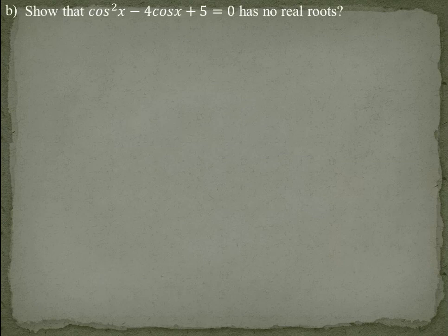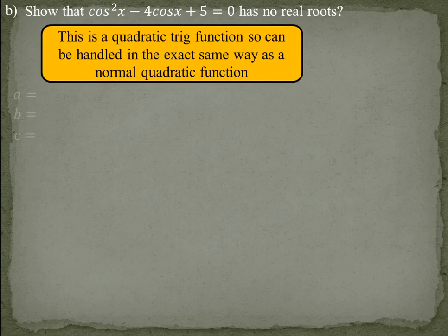Second example, part b. Show that cos squared x minus 4 cos x plus 5 equals 0 has no real roots. Now, some of you might panic because there's trig involved with quadratics, but this is quite straightforward. They mention roots, so this has potentially got something to do with quadratics. It's not quite a normal quadratic, it's a trigonometric one, but the rules of quadratics apply, as in we can apply the discriminant, so we take the coefficients. It's exactly the same way.